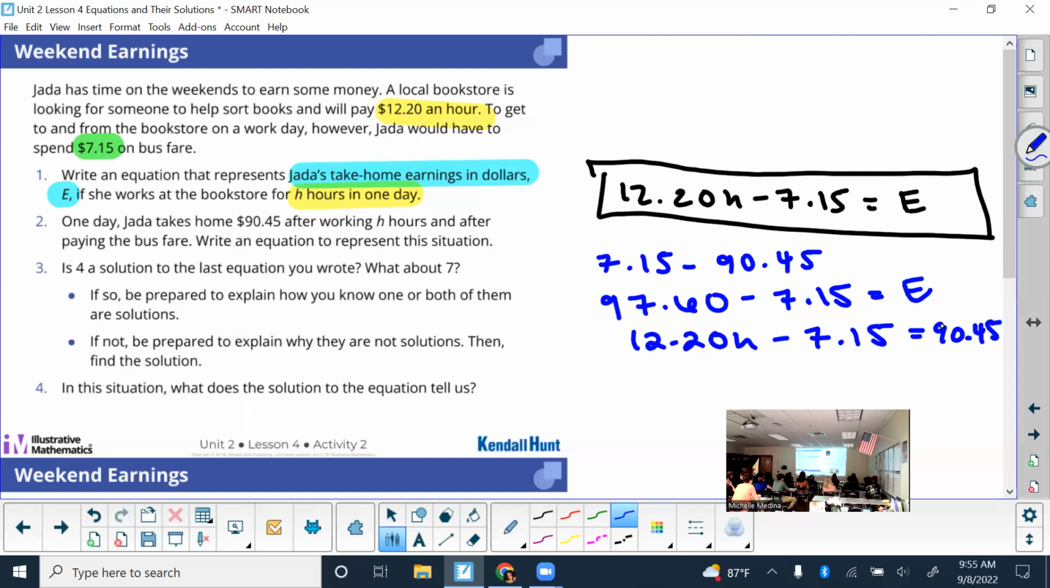All right, so now seeing some responses, is it clear now which one is correct? First, we needed to write an equation, so what do equations have to have? So it can't be the first one. And it has to be an equation that represents the fact that she takes home $90.45. Where does the $90.45 go?